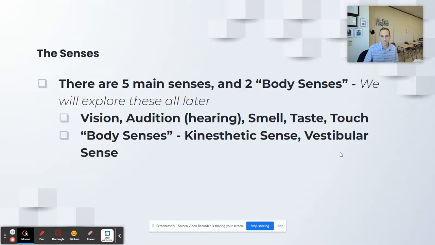There's actually 7 total, 2 body senses, and I'll talk briefly about that. And then I'm going to introduce one last concept, show you a demonstration, and then you get some time on this worksheet. So there are 5 main senses, and you guys are well aware of this, right? There's vision, audition, which is another word for hearing, smell, taste, and touch. And we'll go through each one of them over the course of this unit. But then you also have these body senses, which are called the kinesthetic and vestibular sense.